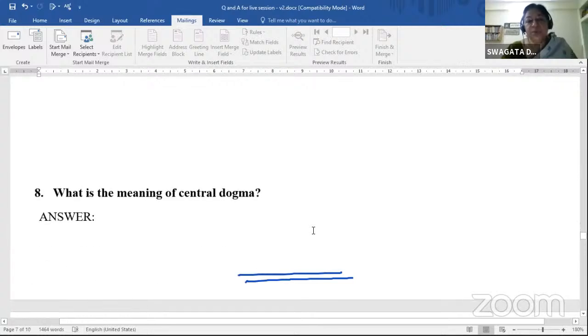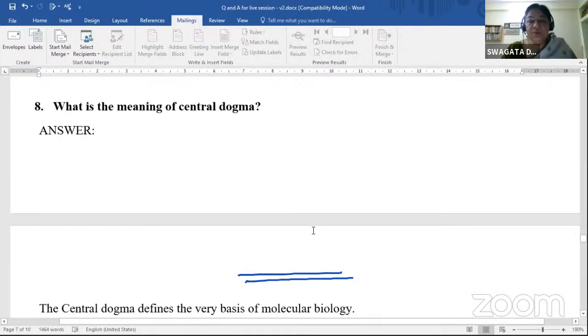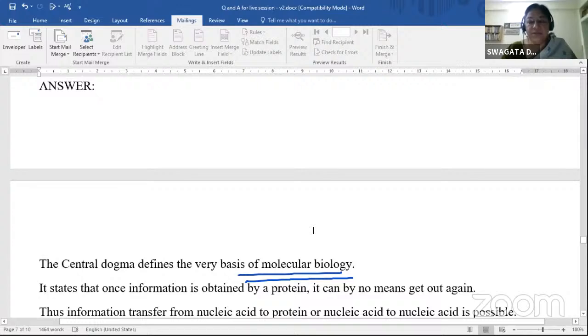The next question was, what is the meaning of the central dogma? Now, the central dogma is a part of molecular biology that takes us from the DNA to RNA to protein. And this is what makes us what we are, involved in all living organisms.